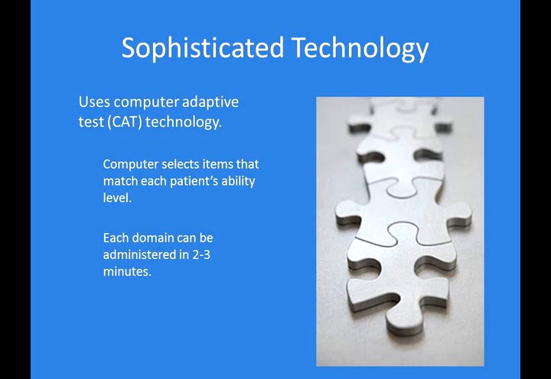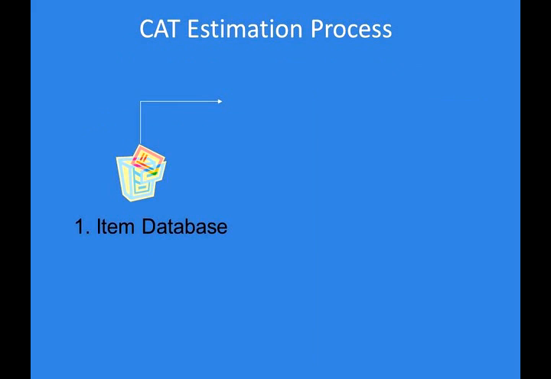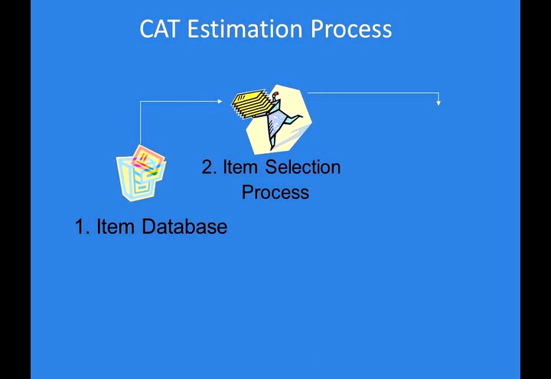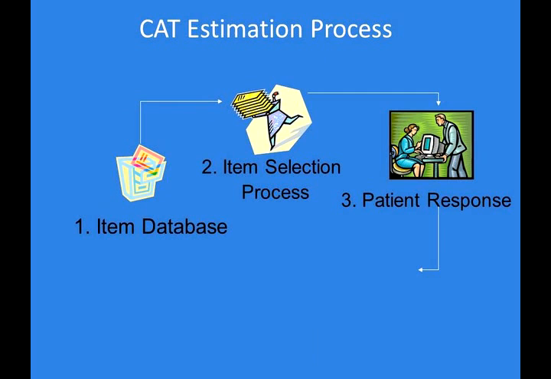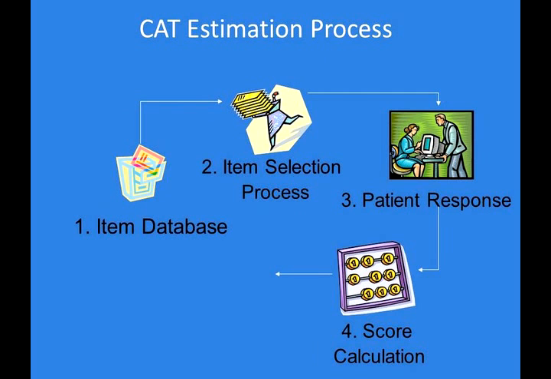Now let's look at a schematic diagram of how the AMPAC computer adaptive test works. The process begins with a calibrated item bank for each domain. The item selection process begins when the patient responds to the first item. A preliminary score is calculated, and the program checks to see if a predetermined stopping rule is met.